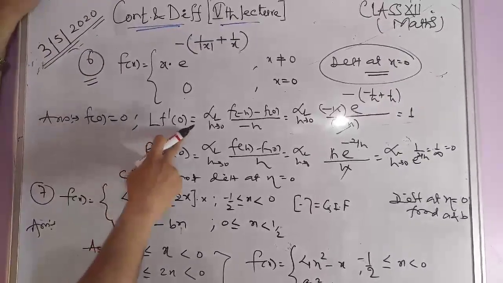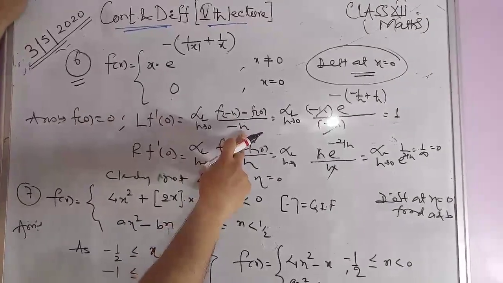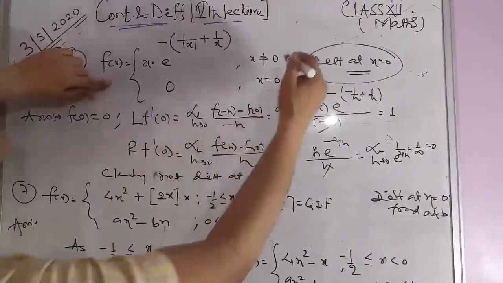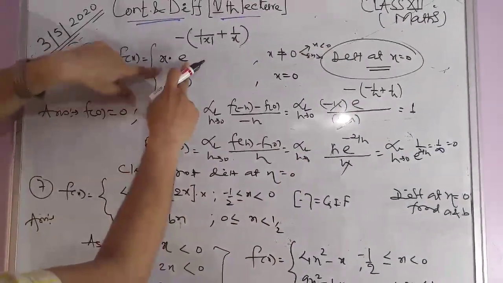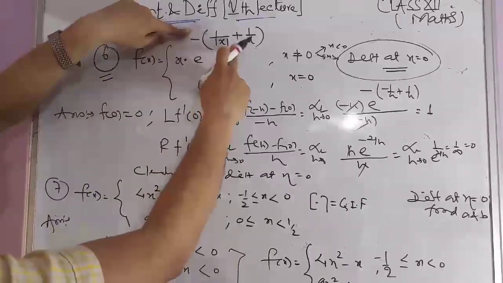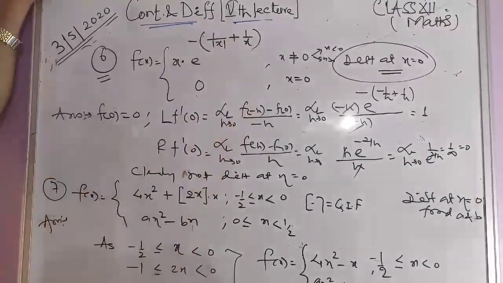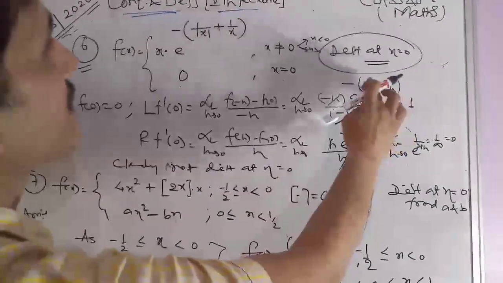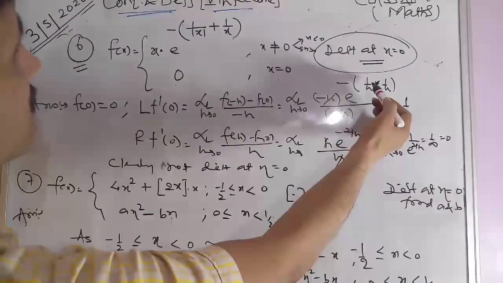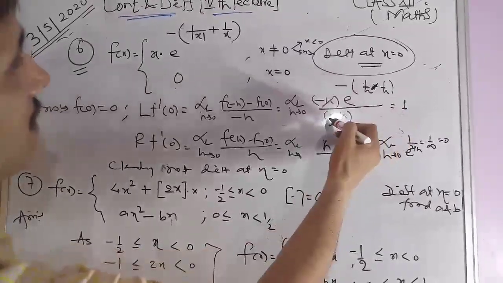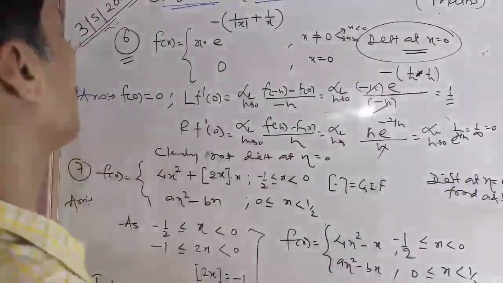Here L f dash 0, limit h tends to 0, f of minus h minus f0 upon minus h. Here x less than 0, x greater than 0. F of minus h, e to the power minus 1 upon mod minus h plus 1 upon minus h. So we have minus h e to the power minus 1 upon h minus 1 by h, upon minus h, cancelling those two factors, we have e to the power 0 equal to 1.